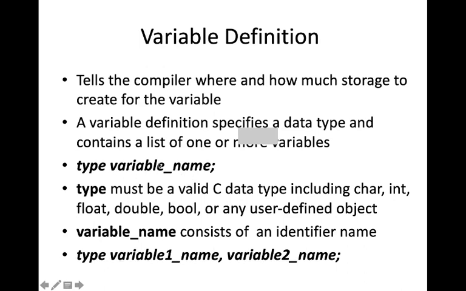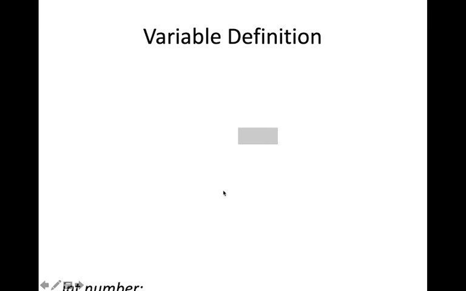So if you want to declare multiple variables of the same type in a single statement, then you can use this definition: type variable1_name, comma, variable2_name. You can replace variable1_name with any valid names. This also can be replaced by any identifier names. And it should end with a semicolon. So the semicolon is important.